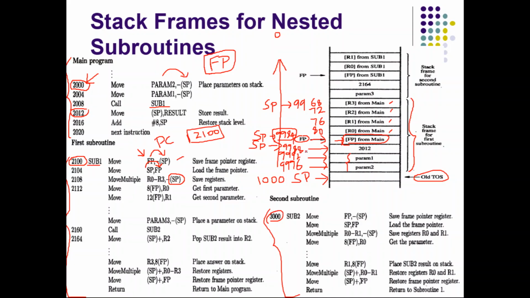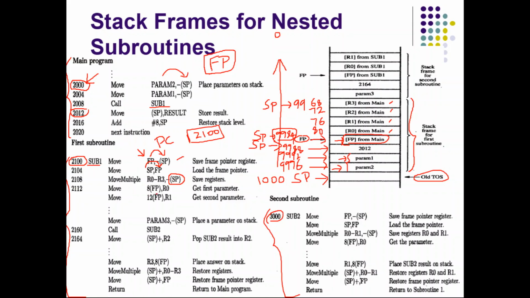Now from FP, if you want to access parameter 1, you can just access FP plus 8. FP plus 4 is the return address, FP plus 8 is parameter 1. FP plus 12 will give you parameter 2. Are you getting? Similarly, if you want to restore the values of R0, R1, R2 and R3 from the stack to those registers, you can just do that by FP plus 4, FP plus 8, FP plus 12 and FP plus 16. So this is the convenience we get. Let us go with the flow.